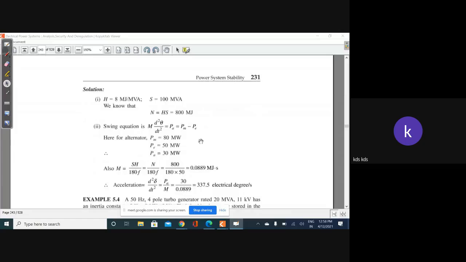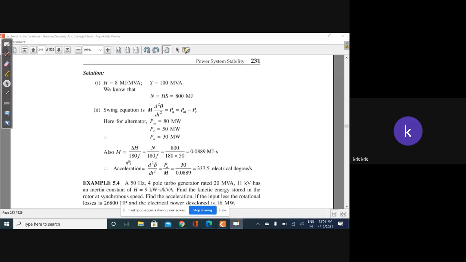So we use this equation, the swing equation, M d square delta, not theta. There is a mistake here, it's not theta, it's delta. M d square delta by dt square is equal to Pa, which is equal to Pm minus Pe. So from here, for M we have this formula. So d square delta by dt square is given by Pa by M. This gives me 337.5 electrical degrees per second.